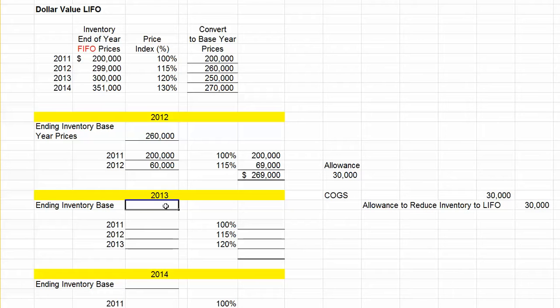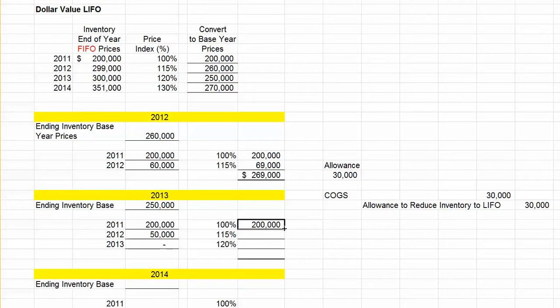Let's move on to 2013. Again, in base year prices, our 2013 ending inventory is worth $250,000. Of that, the very first layer, the oldest layer, will be from 2011, and we've got $200,000 worth of inventory from 2011. We have $50,000 in inventory from 2012, and we will not add any layer in the current year. So again, we convert it to current prices by taking our $200,000, multiplying it by the price index. Whatever we added in that first year, it was at base year prices already.